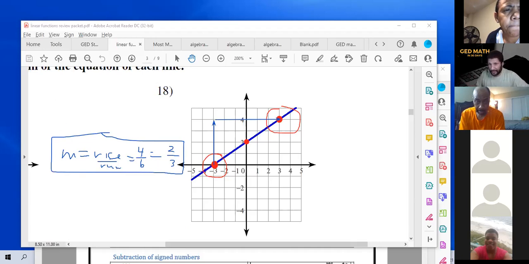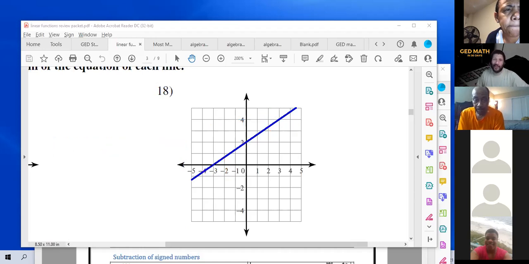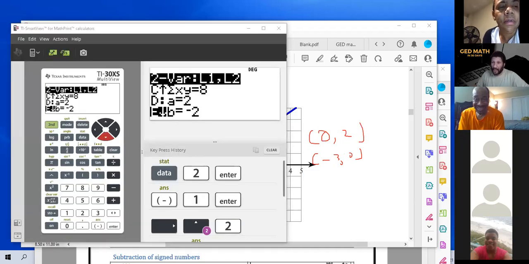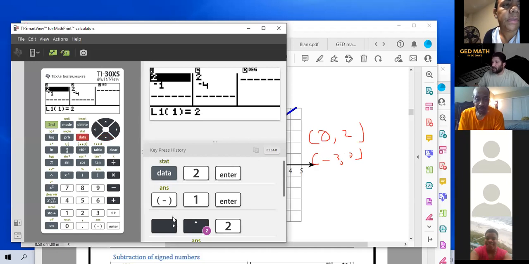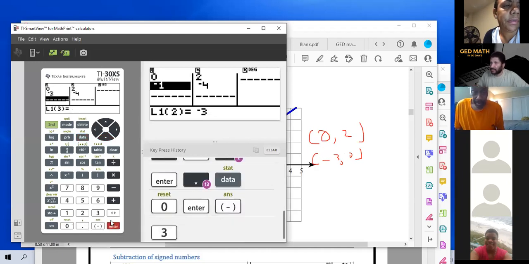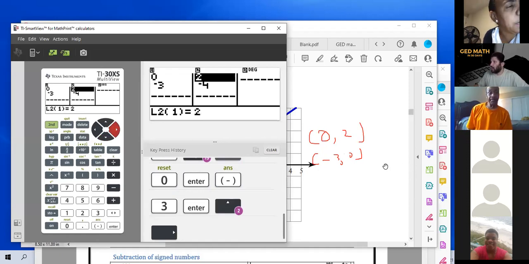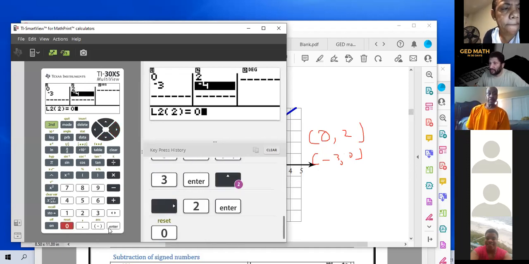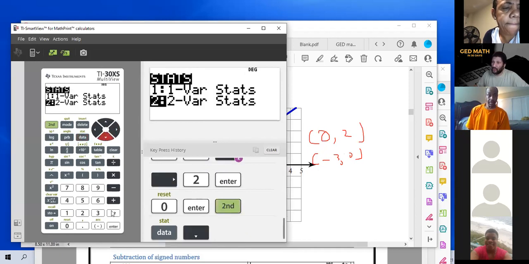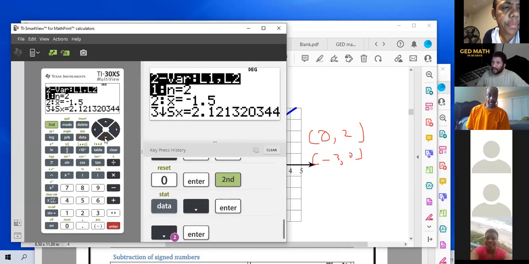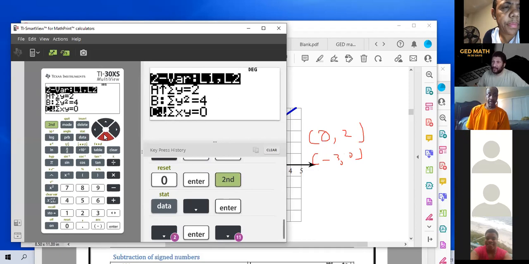Now watch this. That's all fine and dandy, but that took me forever. First point, (0, 2). Second point, (-3, 0). I'm going to grab my calculator. I'm going to go to my data. My x's are 0 and -3. My y's are 2 and 0. Second data, 2 variable calculate. Down to A and B, 30 seconds.